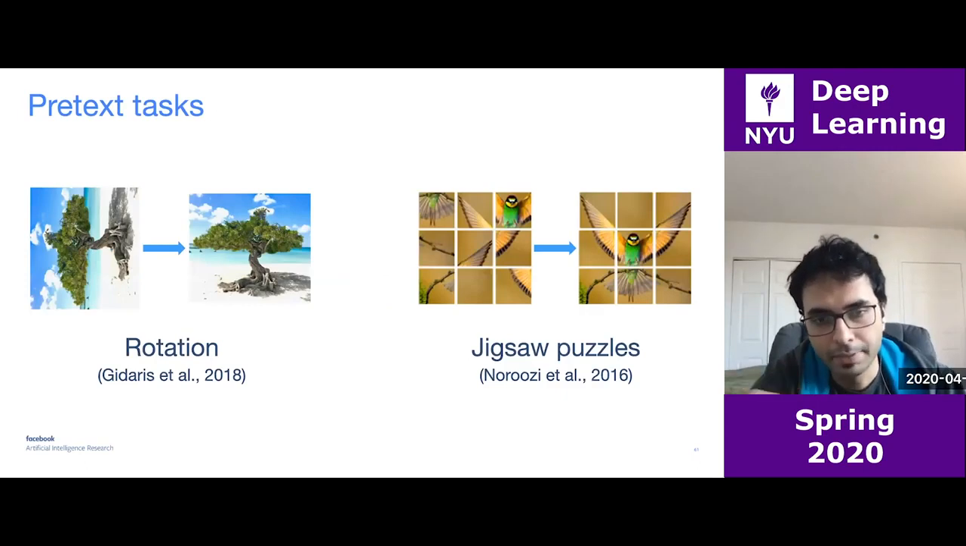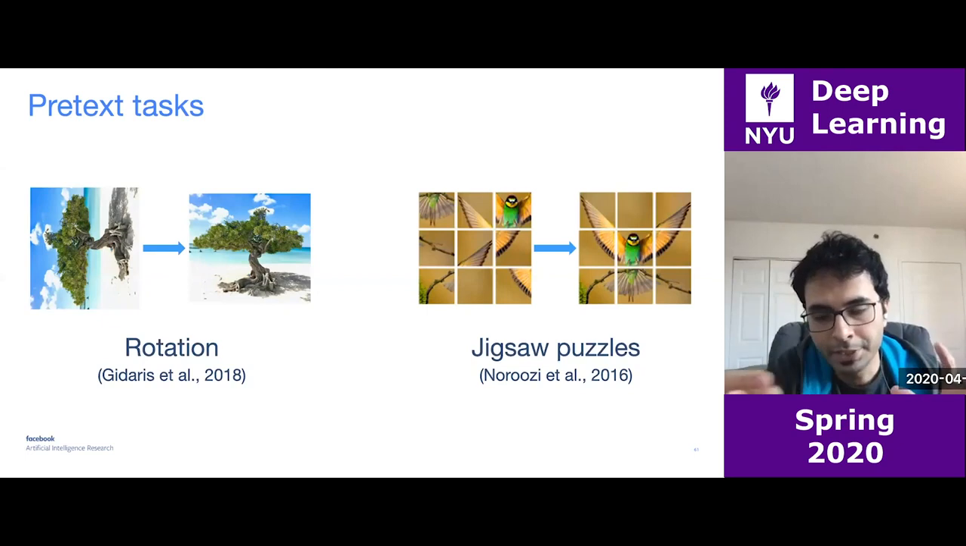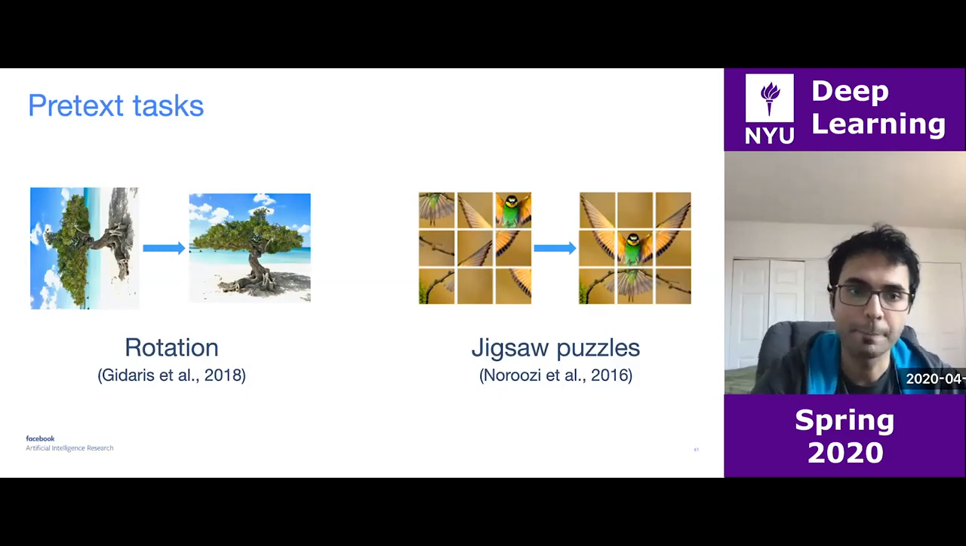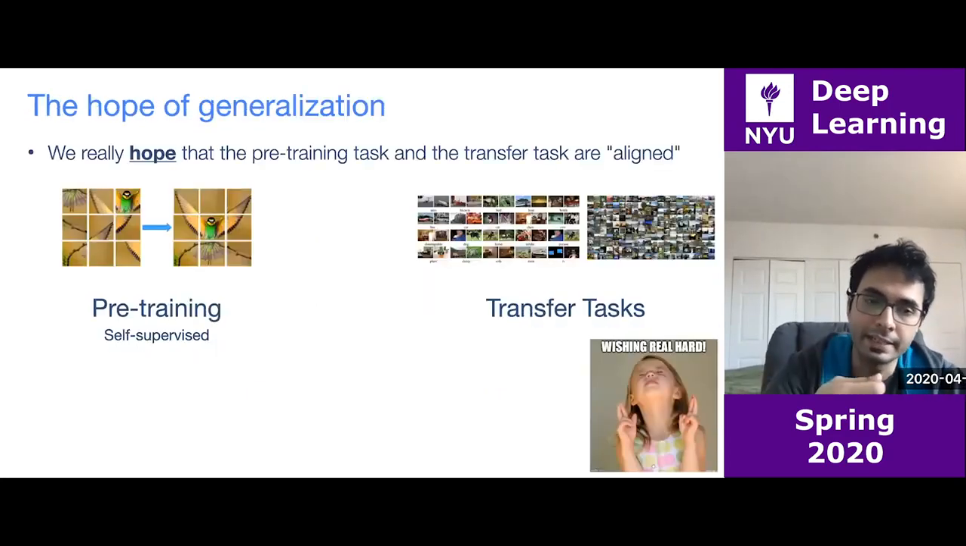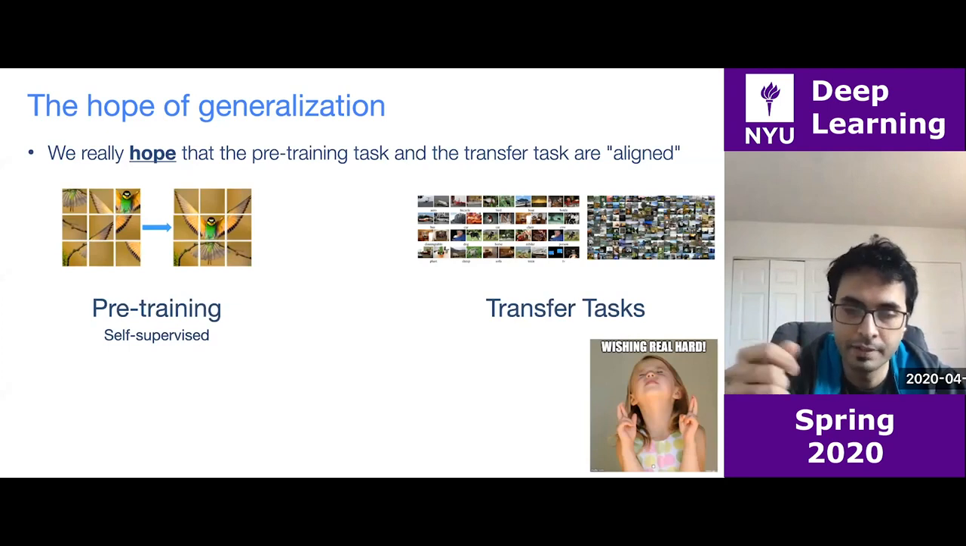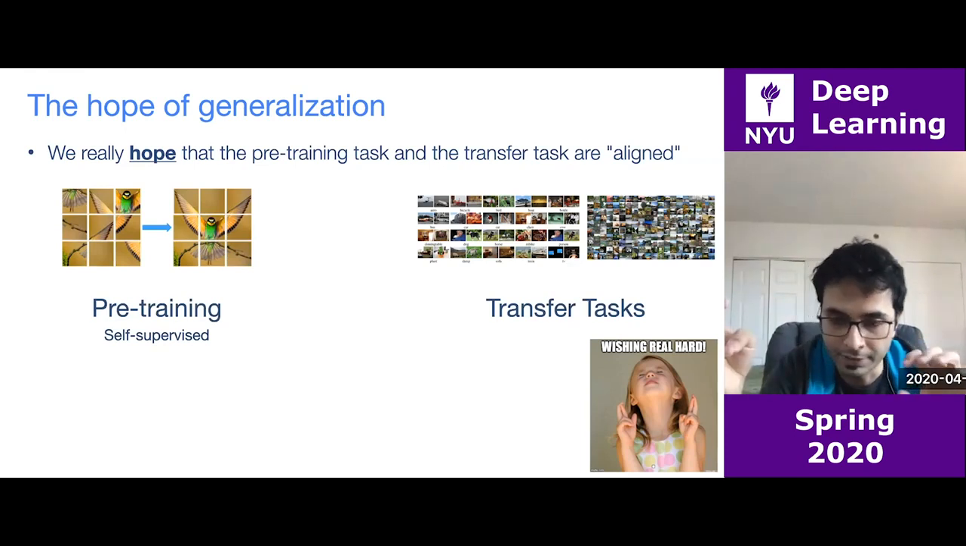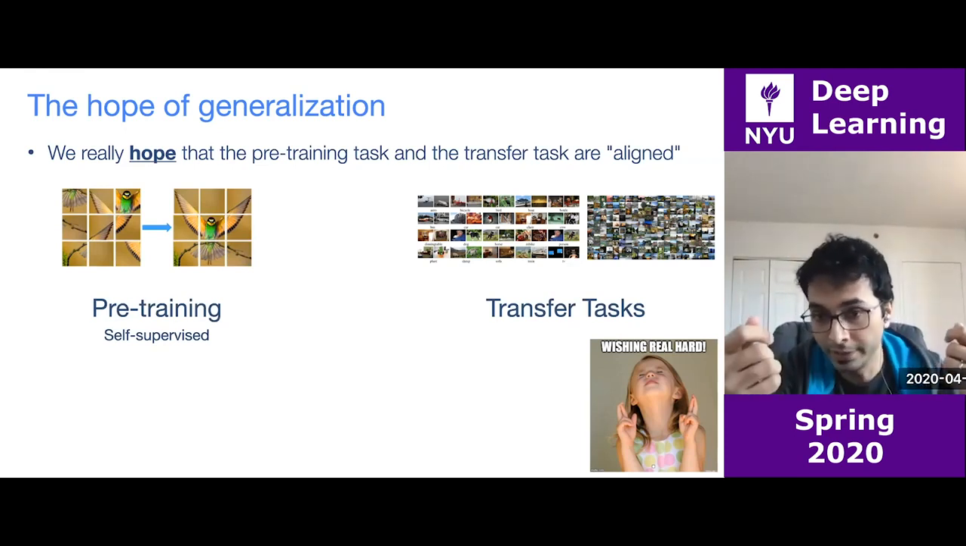So, recap, pretext tasks are basically something like predicting rotation or predicting, say, jigsaw puzzles. And if you look at it in the bigger picture of things, they're very surprising. The fact that they even work is super surprising. So for pretext tasks, we have this pre-training step, which is self-supervised. And then we have our transfer tasks, which are image classification or detection. And it's really a lot of wishful thinking and a lot of hope that the pre-training task and the transfer task are super aligned. And there is no evidence, really. It's a lot of just wishing really, really hard that whatever pretext task we've come up with is really well aligned with our transfer task, and solving that pretext task will do really well in the transfer task.